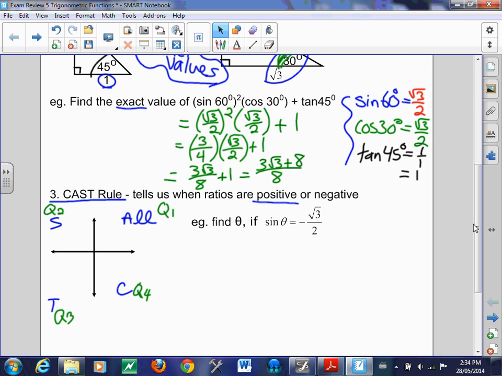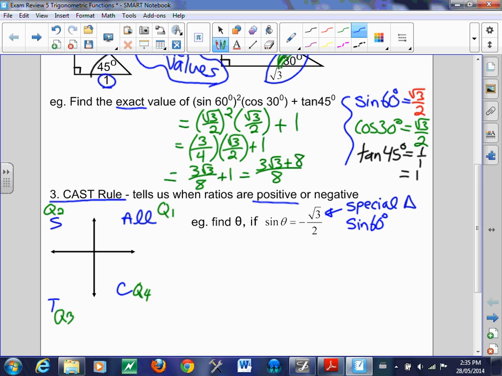All right, let's do an example here. Find theta if sine theta equals negative root 3 over 2. Well, hopefully you recognize the root 3 over 2 as a special triangle, first of all. If we look in the special triangle, what's the angle where the opposite side is root 3 and the hypotenuse is 2? Go up to your special triangles and you'll find that sine of 60 degrees equals root 3 over 2.